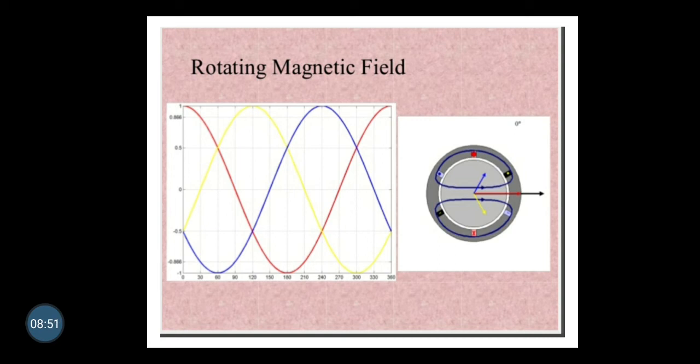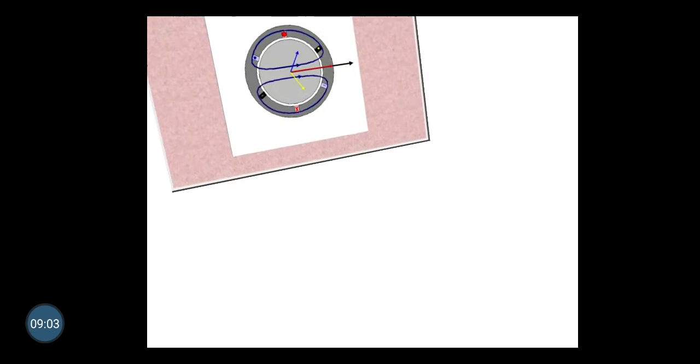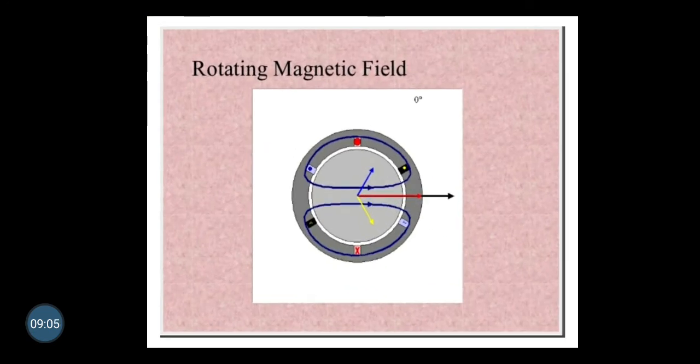And as the side figure shows the wave of induced EMF in a rotor. The rotating magnetic field has the speed, that is the synchronous speed, that is Ns is equal to 120 f upon P.